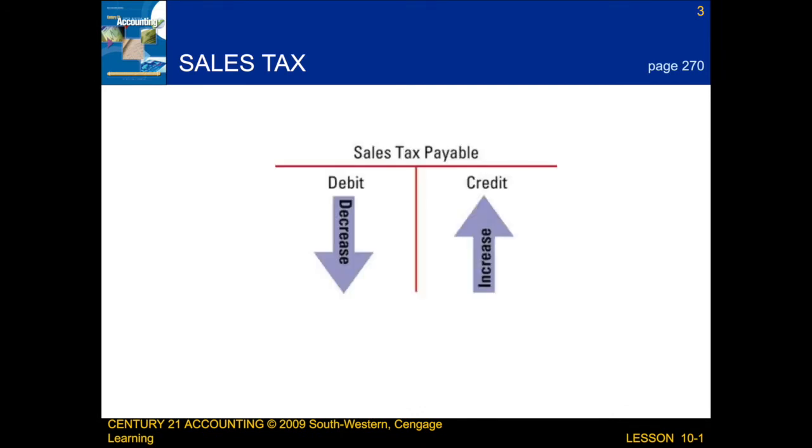Alright, next we're going to be talking about sales tax. So we're being introduced to a new account here called sales tax payable. And this account is a liability account that has a normal credit balance. So it increases by a credit and decreases by a debit.